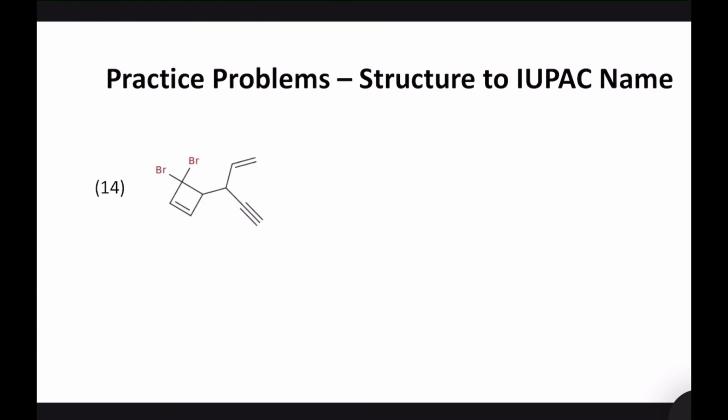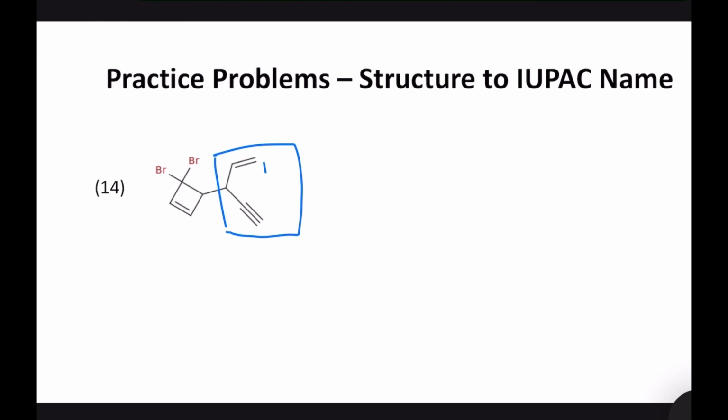Let's look at example number 14. Here the acyclic system is our parent chain because it has 5 carbon atoms with an alkene unit as well as an alkyne unit. We can't choose the cyclobutene ring as our parent chain because it has only 4 carbon atoms. This entire cyclobutene ring, however, we need to treat as a complex substituent. So let's do the numbering for the main chain first.